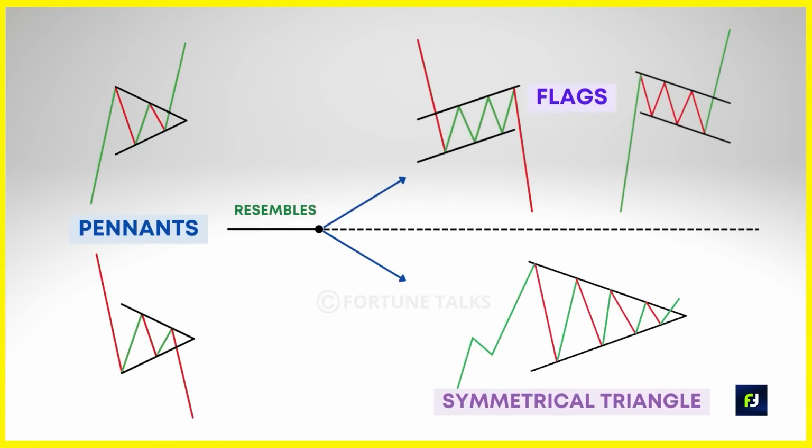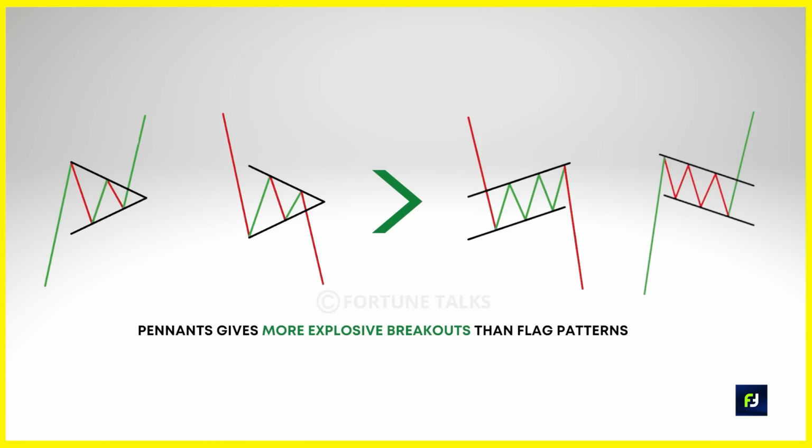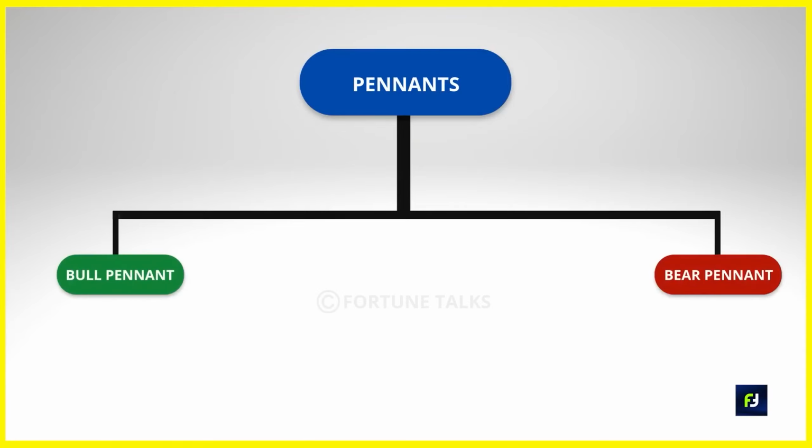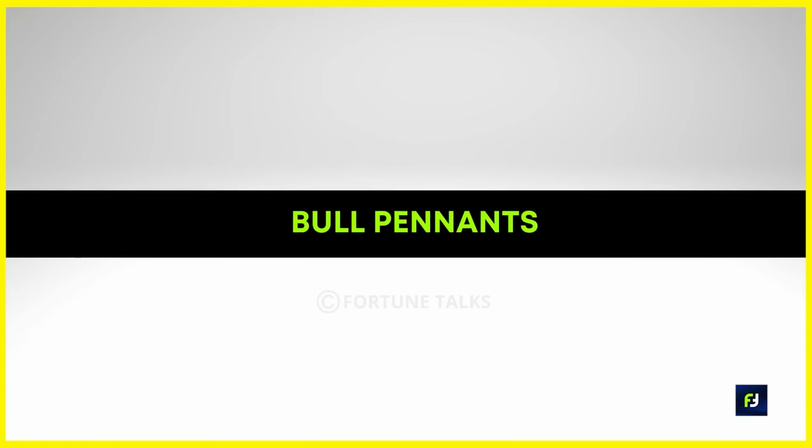Pennants are a class of chart patterns that closely resemble the flag patterns and symmetrical triangle patterns in the way they form and give breakouts. But if you were to consider a pennant and a flag as two brothers, then the pennant is the more aggressive brother due to the explosive breakouts it provides and the reward for risk it generates. Now there are two types of pennants, bullish pennants and bearish pennants. Let us focus on the bull pennants first.